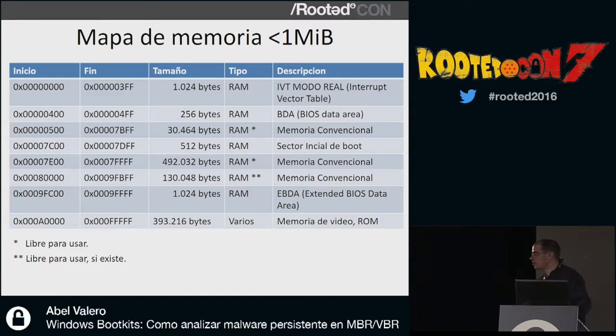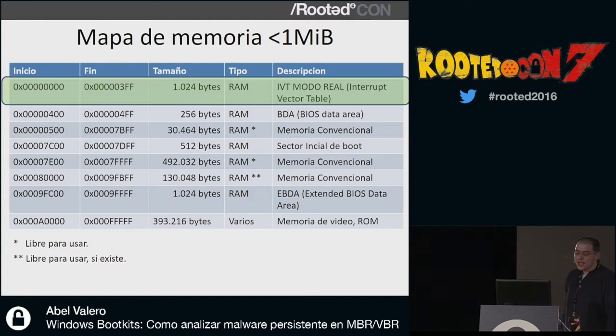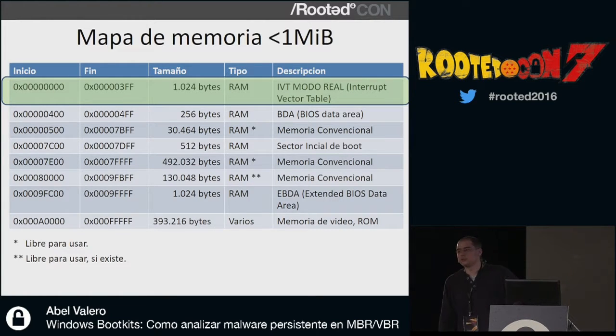Our processors may be really powerful, we may have as much RAM as we like, but when the computer starts, it's low memory we're talking about, 1 megabyte. This is the first megabyte. From position 0 in the address space up to position 1024, we have the IVT, the interrupt vector table in real mode. It's just a list of pointers pointing at different interrupts, at different positions.